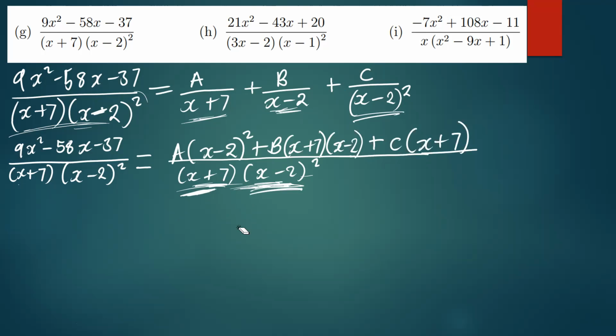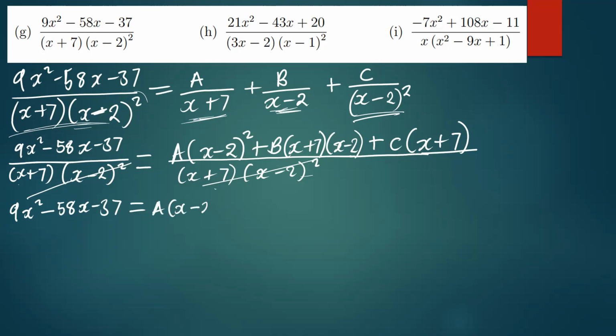Now it's just a matter of finding the values of A, B, and C. How do you find that? The first thing you need to understand is that mathematically, this and that will cancel. So we're just going to remain with 9x squared minus 58x minus 37, and this will be equal to A times (x minus 2) squared.